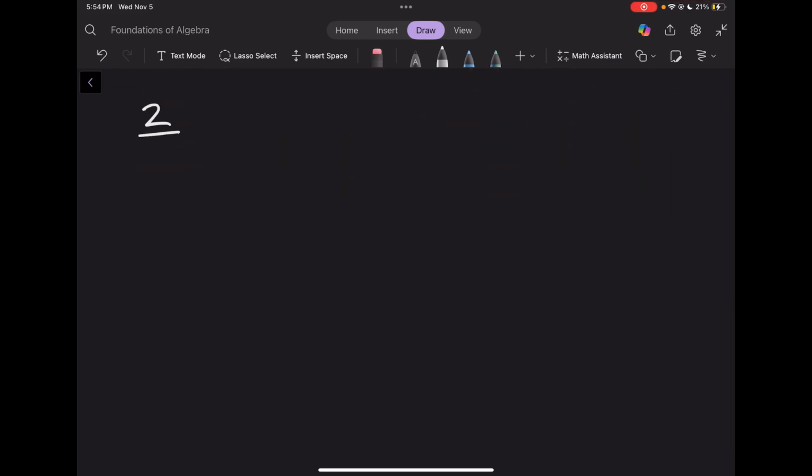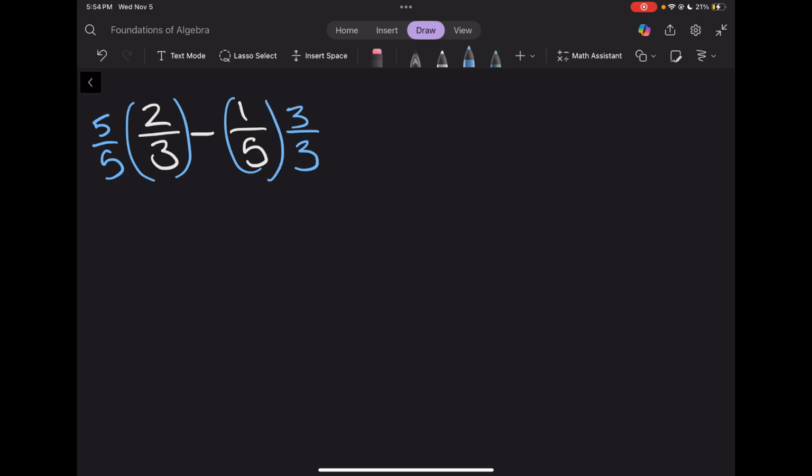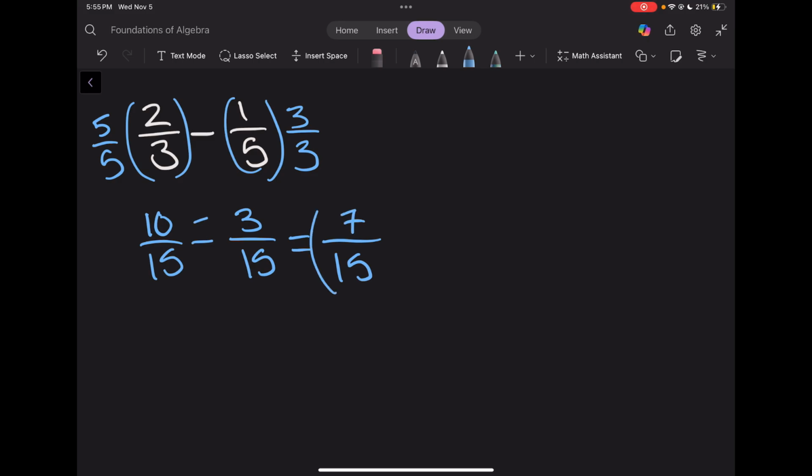So let's take 2/3 minus 1/5. Let's multiply this by 5/5, and this one by 3/3. And then I get 10/15 minus 3/15. If I bring the 15 over, 10 minus 3 is 7, and that is my final answer.